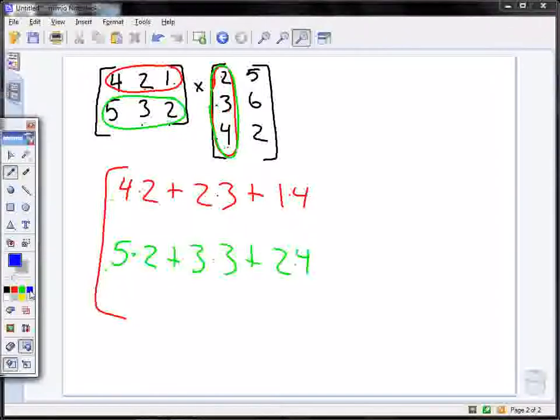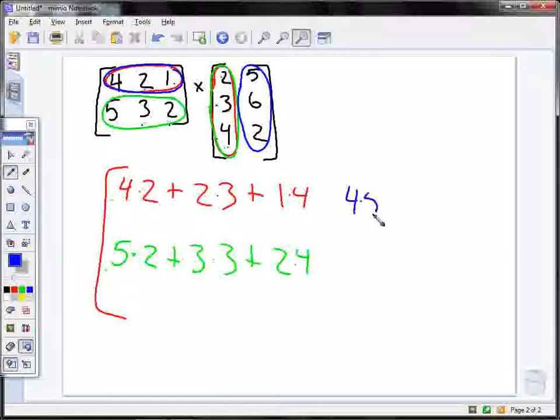Now, I'm going to also multiply the first row by the second column and the corresponding elements. So I have 4 times 5 plus 2 times 6 plus 1 times 2.